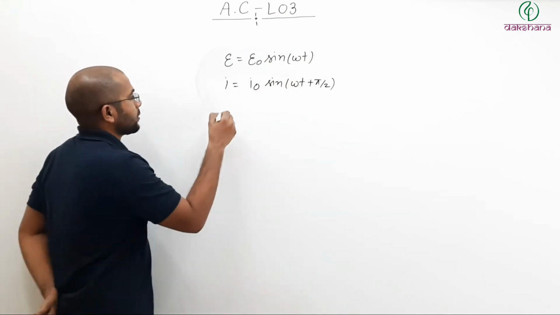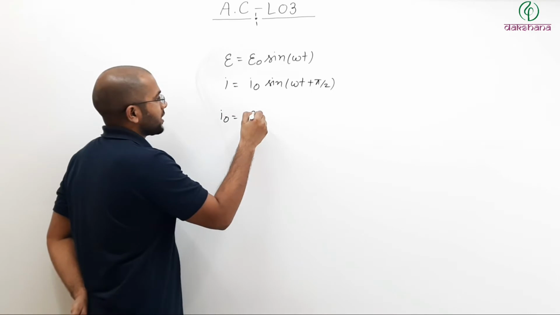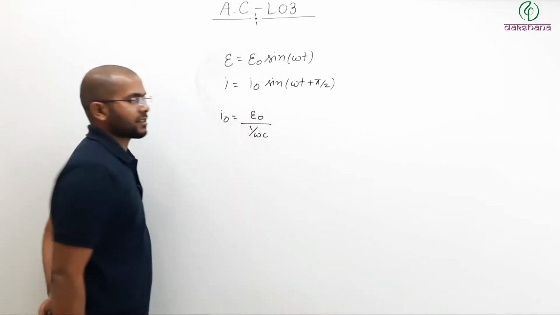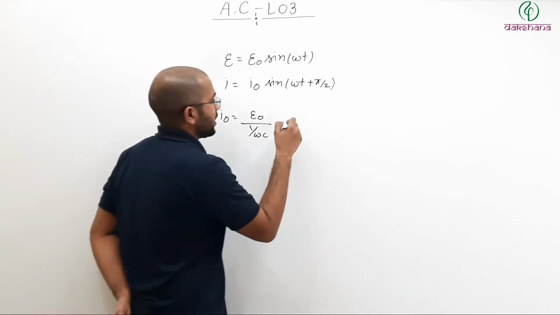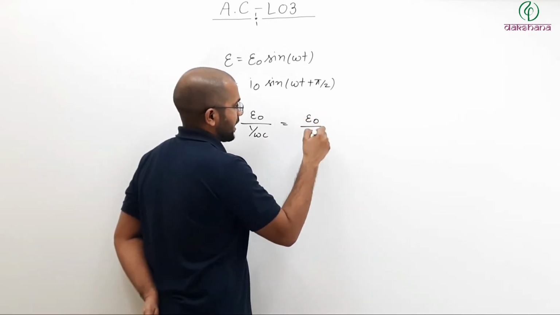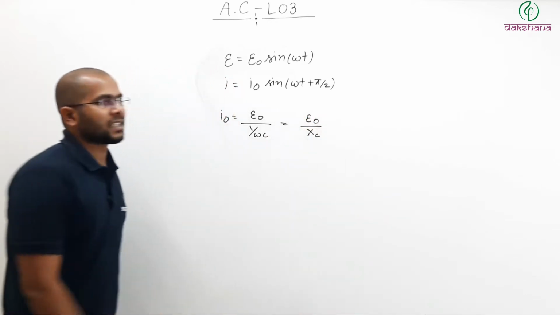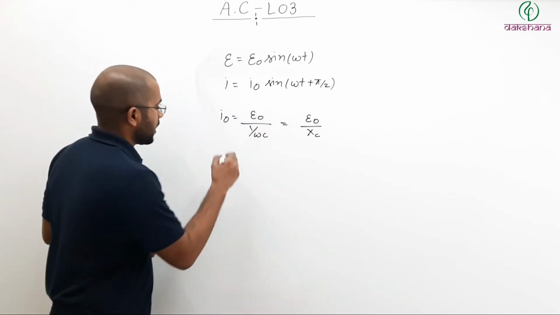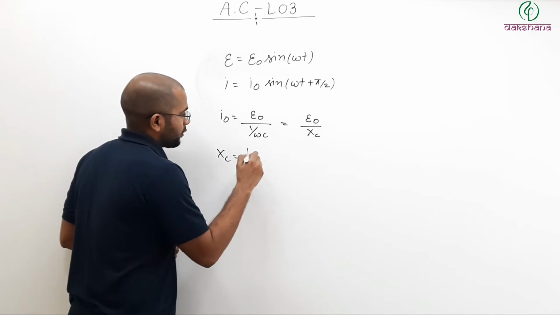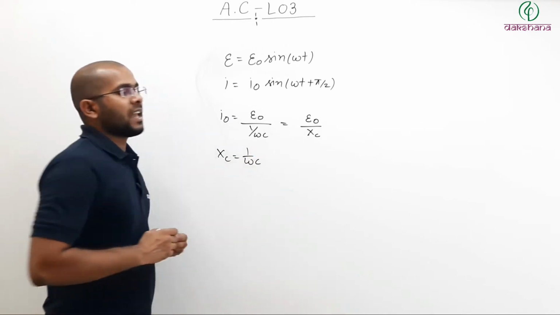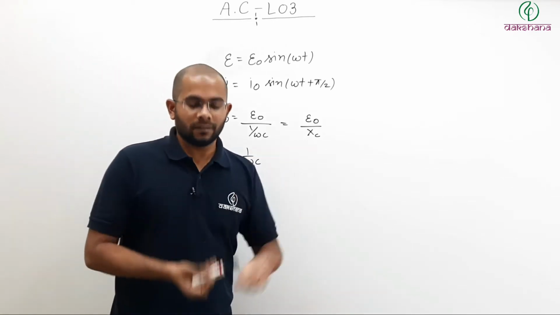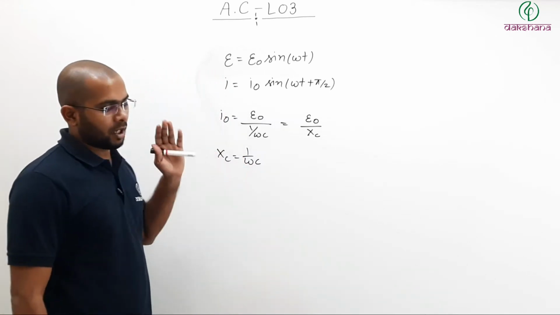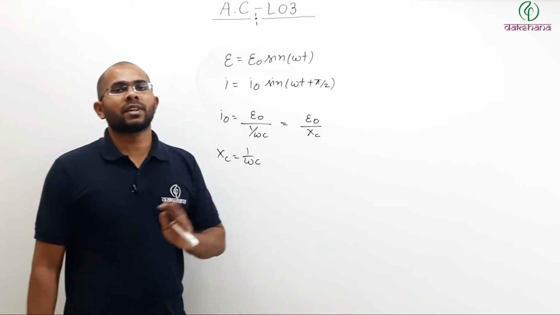We had also talked about that I naught is nothing but E naught divided by 1 by omega C, which can also be written as E naught divided by X_C, where X_C was the reactance of your capacitor, or X_C is equal to 1 by omega C was the effective resistance of your circuit. That is what we have already studied in the previous lecture.